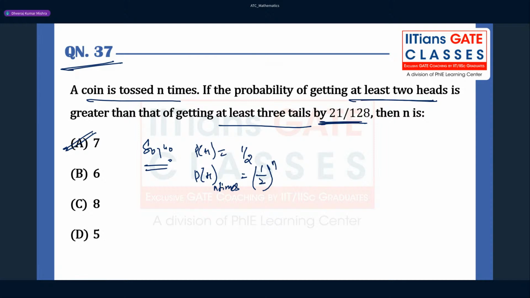So this is how you have to think, right? The probability of getting head is 1 by 2. If you are tossing n times, the probability of getting head n times is going to be 1 by 2 to the power n. Now they are saying that the probability of getting at least 2 heads is greater than the probability of getting at least 3 tails by 21 by 128, then what will be the value of n?